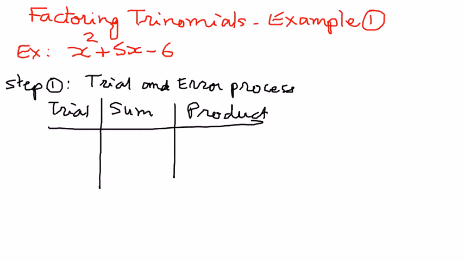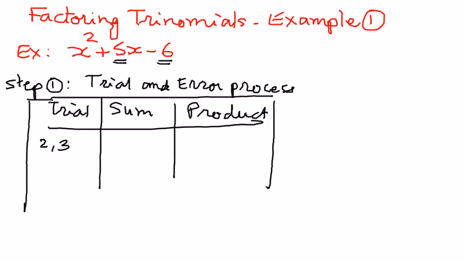In here what we're trying to do is we want to select two numbers, the sum of which will equal 5 and the product of the same two numbers will equal negative 6. So if we were to select two numbers, let us say 2 and 3, this is the trial and error process. 2 plus 3, the sum of these two numbers equals 5, which is the middle term. But the product of the same two numbers should equal negative 6. So let us take those same two numbers. 2 times 3 is equal to positive 6, not negative 6.